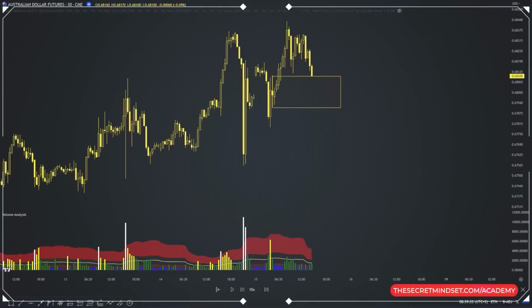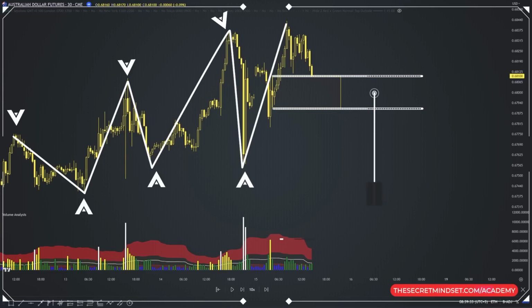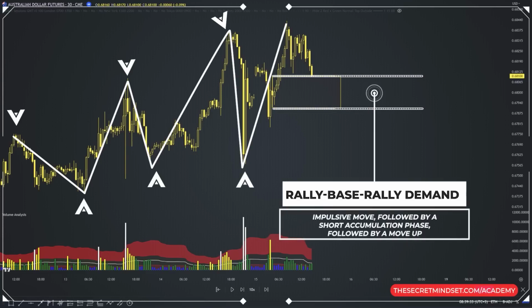We are looking at the futures market of Aussie dollar, obvious uptrend, a bullish market characterized by rising prices with many impulsive up moves and smaller corrective pullbacks. I spot a continuation pattern that forms in this uptrend, a rally-base-rally demand zone. This means a move up followed by a short accumulation phase, followed by another move up.